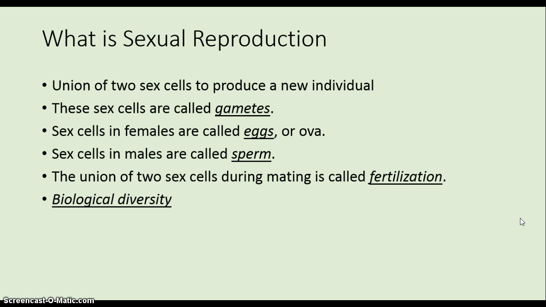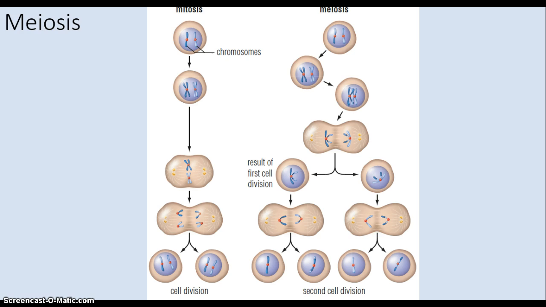Remember when we talked about asexual reproduction, one of its downfalls was that all the offspring are identical to the parent. If something negative happened to the parent, it would also negatively affect the offspring. Biological diversity helps prevent this. During sexual reproduction, cells undergo a process called meiosis. It's similar to mitosis, but meiosis undergoes two divisions.